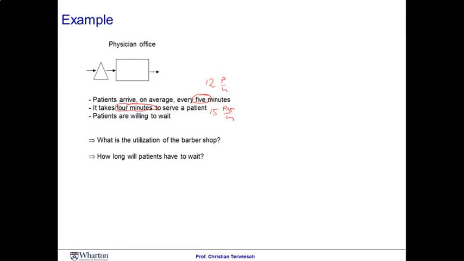We can compute the utilization now as the ratio between the flow rate and capacity, and the flow rate, remember, is the minimum of demand and capacity. So the flow rate is 12, the capacity is 15, and we have a utilization of 80%. Surely in this practice, no patient will ever have to wait. Or maybe they have to?